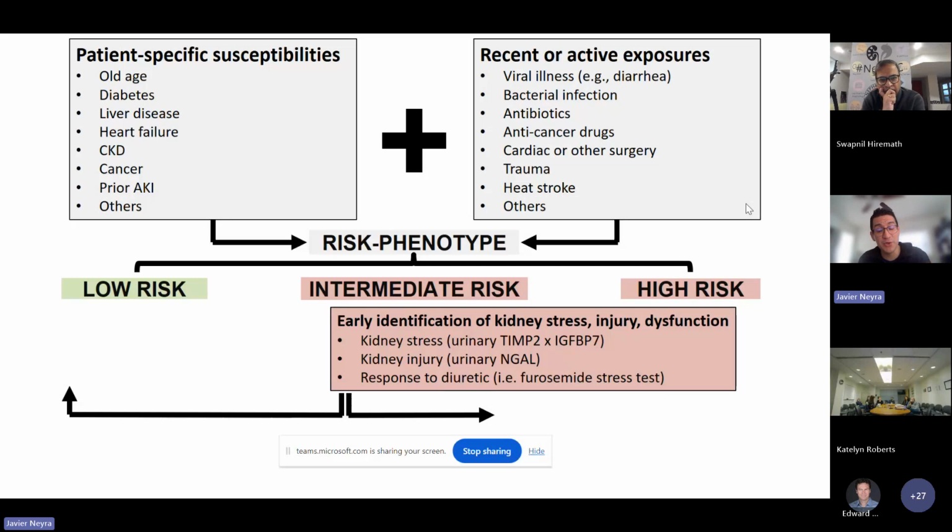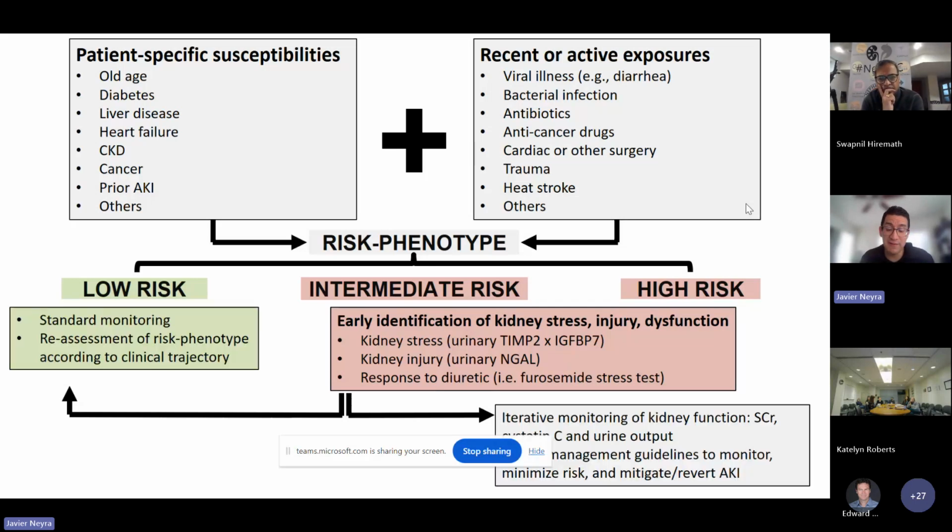But if you don't have the biomarkers, you can use a stress test like furosemide response, if the patient, of course, is not hypovolemic. That will help you to identify these patients where you will have a more iterative monitoring of creatinine and urine output, and also try to be more aggressive with your guideline-based intervention to minimize risk, mitigate, and hopefully reverse AKI. So you can do some of these. I'm sure you are doing it, but how you can make this risk phenotype practice a little bit more effective, more sustainable, and more standardizable is what we need to work together on.